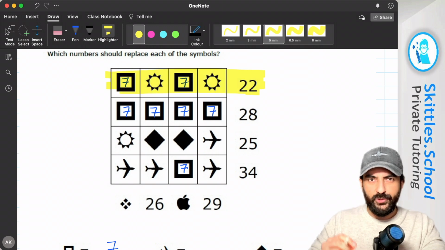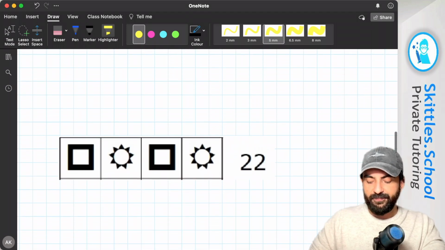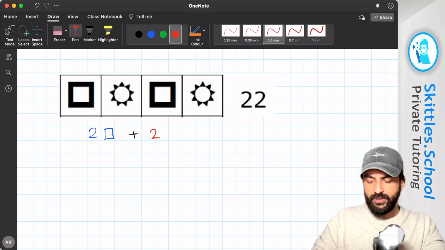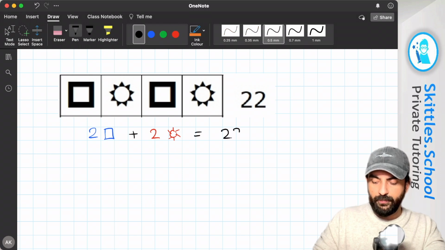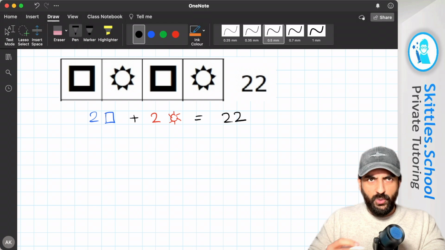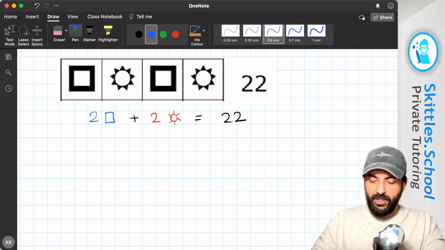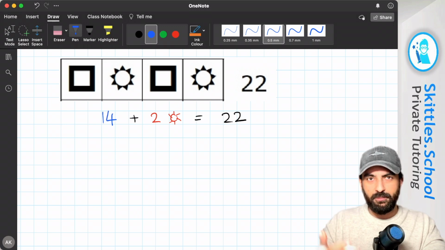We've got 2 squares and 2 suns add up to make 22. So we already know the value of a square. 1 square is 7. So 2 squares must be 14. So we can replace that with 14. So now it's 14 plus 2 suns equals 22.